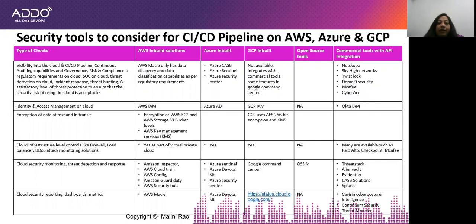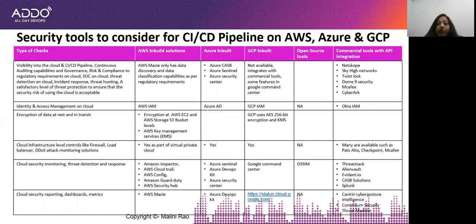Cloud infrastructure level controls like firewall, load balancer, DDoS attack, monitoring solutions. Of course, you have virtual private cloud in AWS, in Azure and GCP also it's available. And commercial, it's available like Palo Alto, Checkpoint, McAfee, which are cloud specific options available. And they are available on the marketplace.